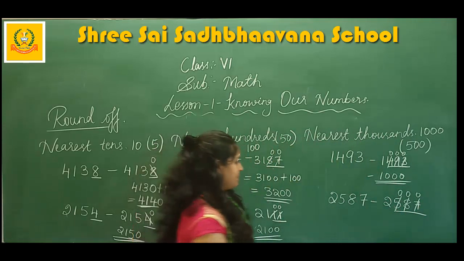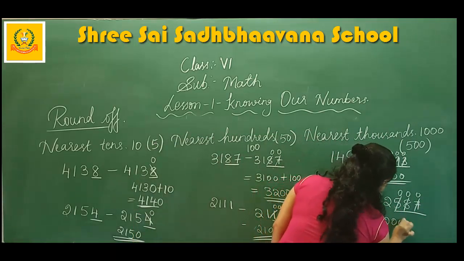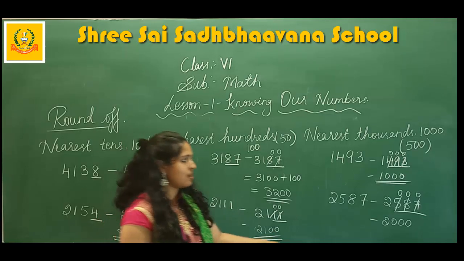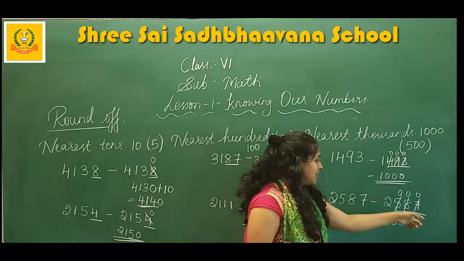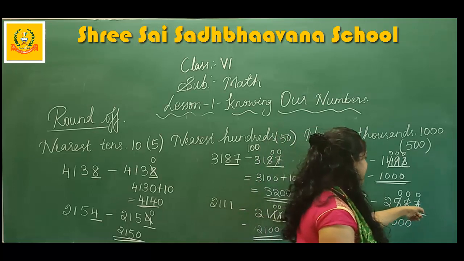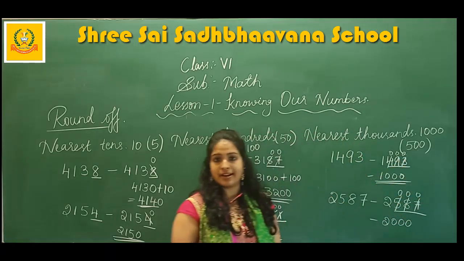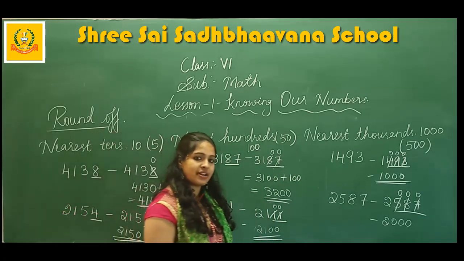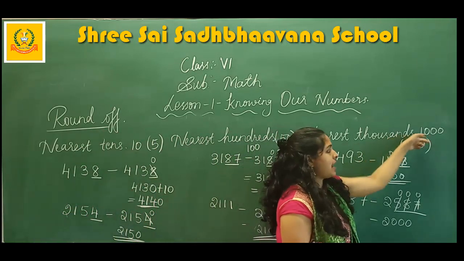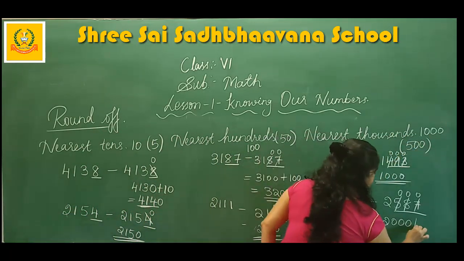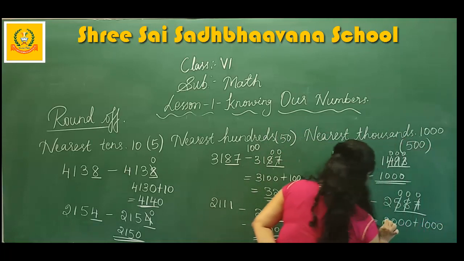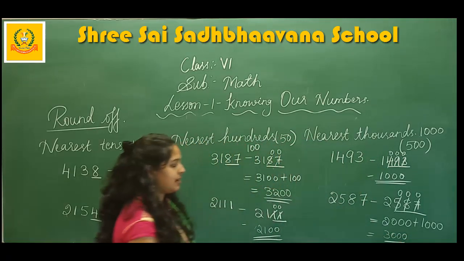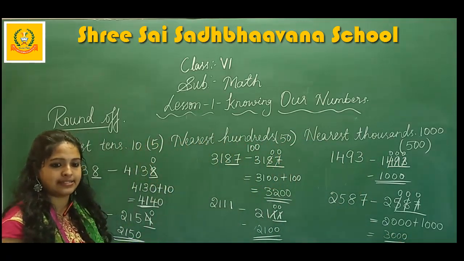What is the third step? Write the number with the zeros. Over. Now, what is the fourth step? Check the number with the limit. Yes. Here the last 3 digits come to 587, which is more than 500. Now what I have to do? If it is more than 500, I have to add 1000. So 2000 plus 1000 is equal to 3000. What is the answer we got here? 3000. This is the answer.